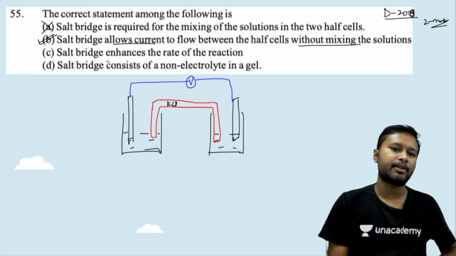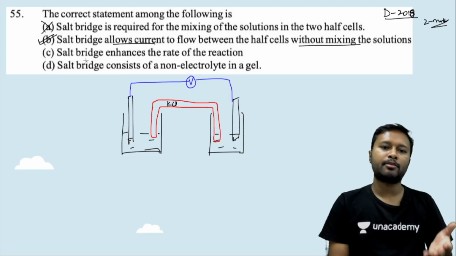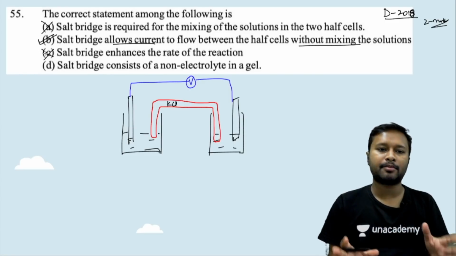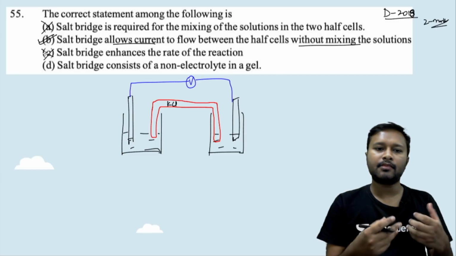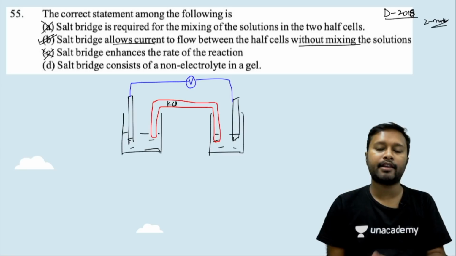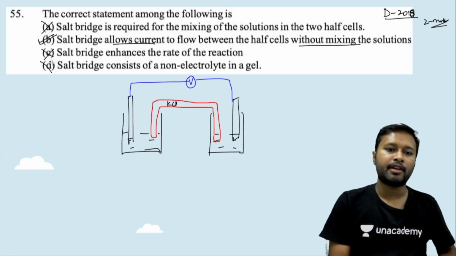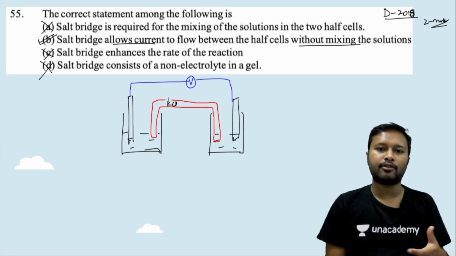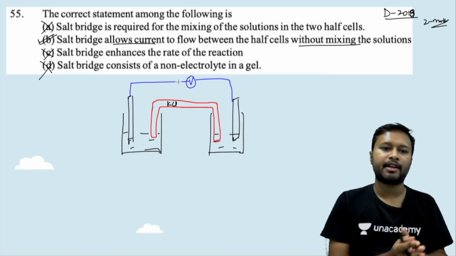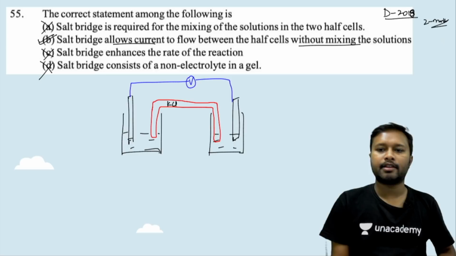Let's look at the other statements. Statement C says that salt bridge enhances the rate of the reaction. Is it so? No, the rate of the reaction does not depend upon the salt bridge at all. Next is that the salt bridge consists of non-electrolyte in a gel. That's also wrong. You need an electrolyte over there, like KCl, an electrolytic solution, present in the gel. It should not be a non-electrolyte, otherwise it's of no use, right? So statement number B is your correct statement for this particular question.